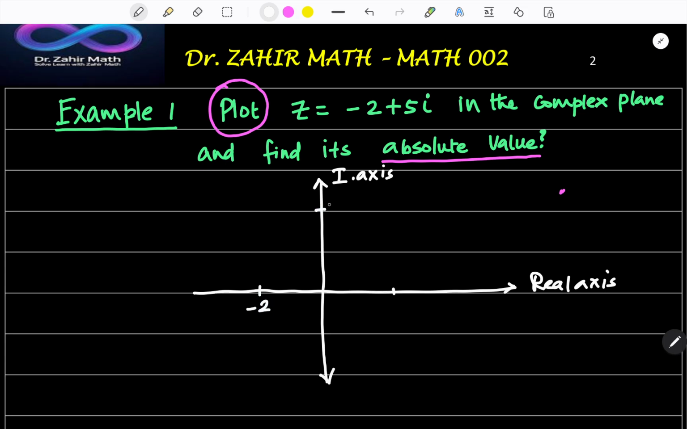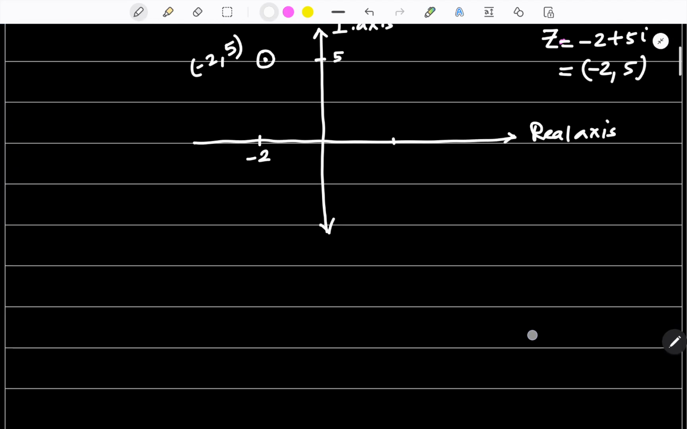And here is the point 5. Okay, right. And this point is what? Which is minus 2 comma 5, because z is equal to minus 2 plus 5i. You can write it in ordered pair, minus 2 comma 5. Okay, now we are going to find out the absolute value.